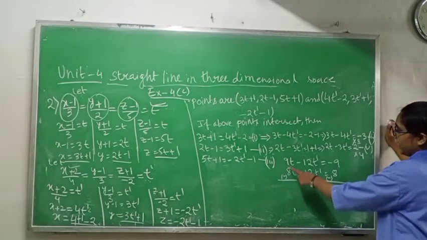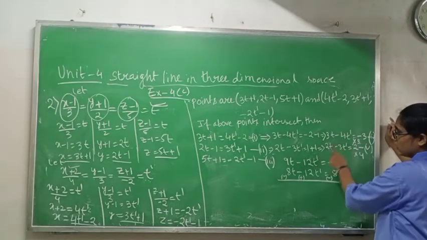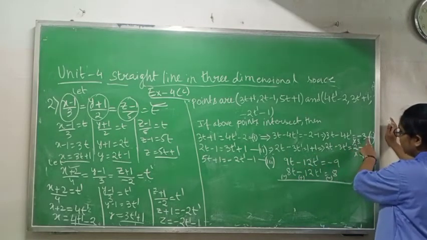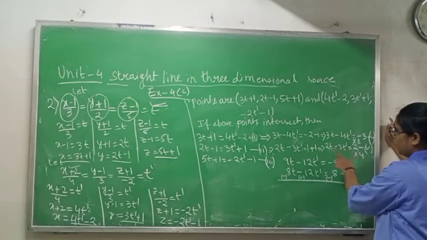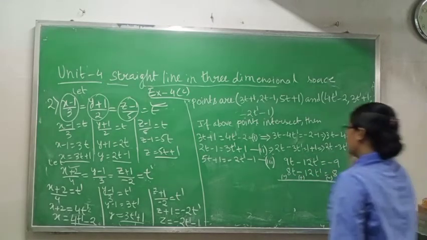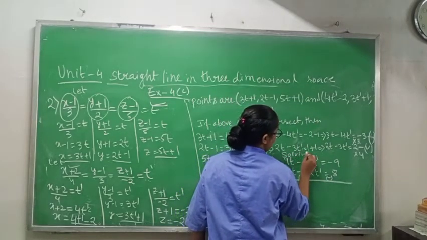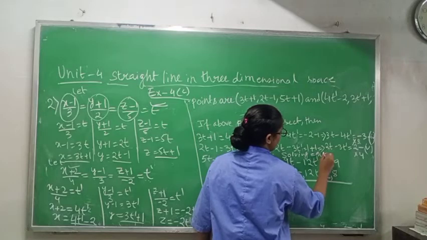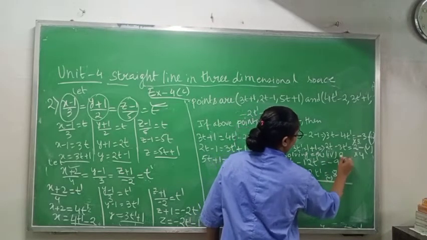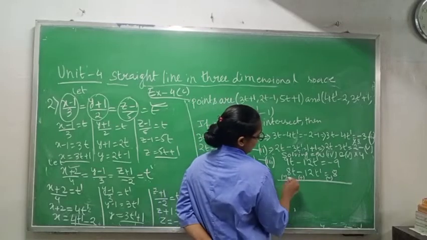When I multiply, I will get 9t, 3 3s are 9, 3 4s are 12, 12t dash, 3 into minus 3, minus 9, 4 2s are 8, 4 3s are 12, 4 2s are 8. So you have to write here, solving equation 4 and 5. When you write, you can see that you have to change the sign.